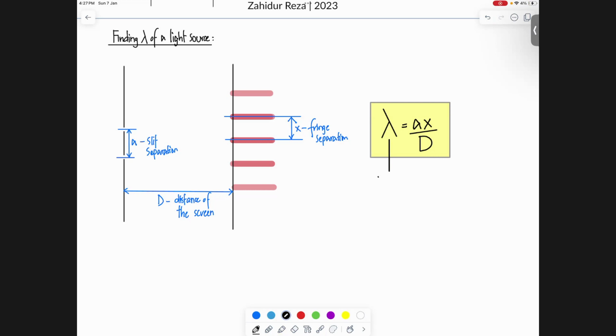So this is the wavelength of your source. It doesn't need to be light, by the way. It could be anything. Wavelength. This is your slit separation.